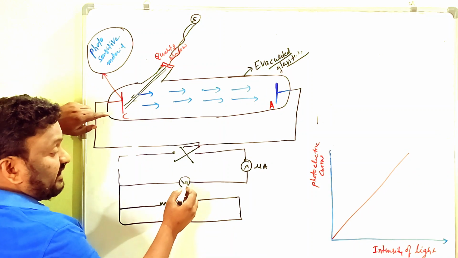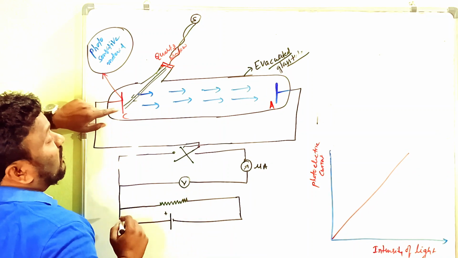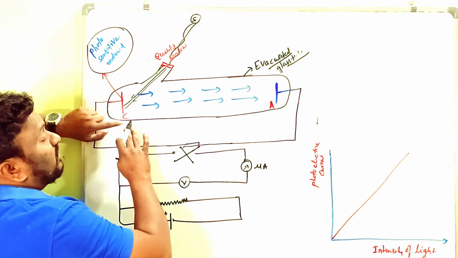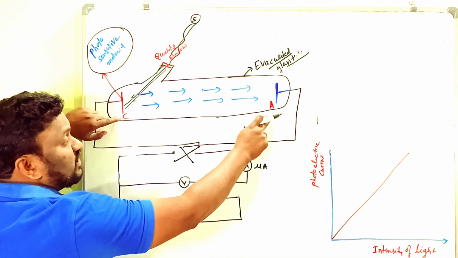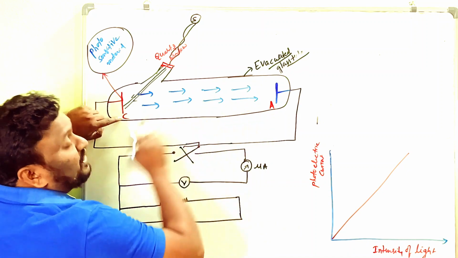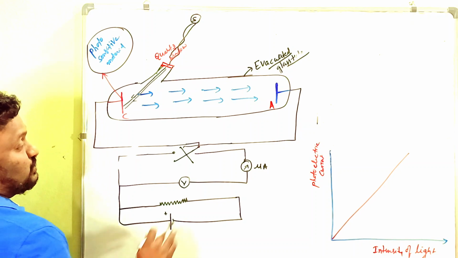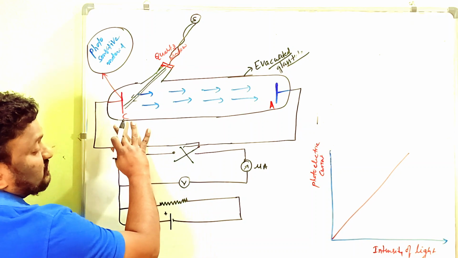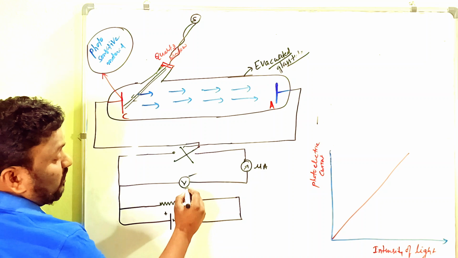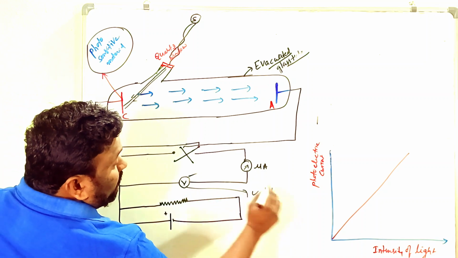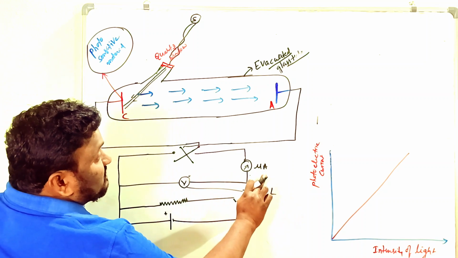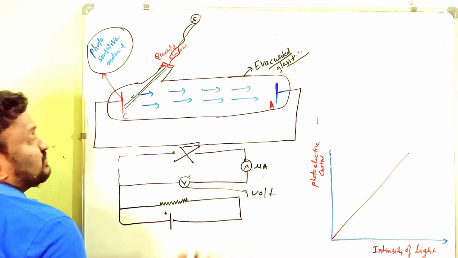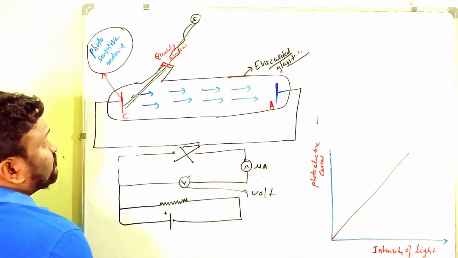And now here there is one voltmeter. That voltmeter identifies, or explains, the potential difference between the two electrodes. So the potential difference that is maintained is shown by the voltmeter. This is the voltmeter, and this is the microammeter. So now, coming to the procedure, children.